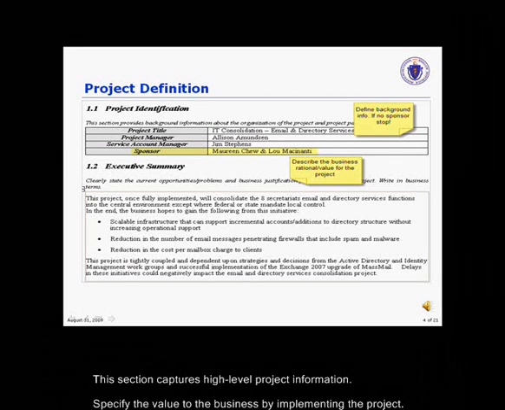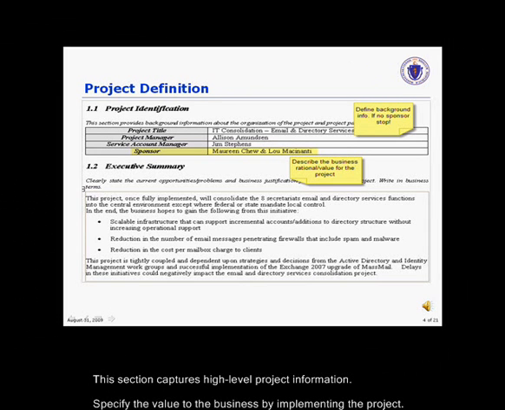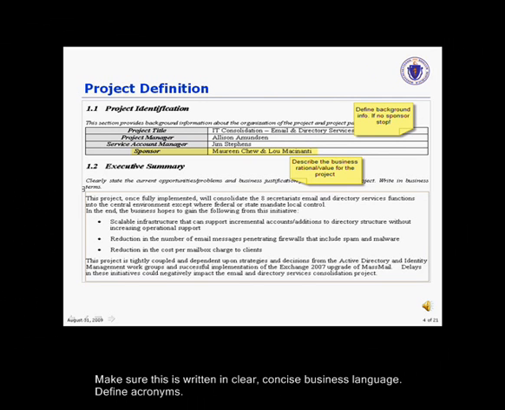Project definition. This section captures high-level project information. Describe the value of implementing the project. Make sure this is written in clear, concise business language. Define acronyms. Contact senior management if the project is not assigned a sponsor.